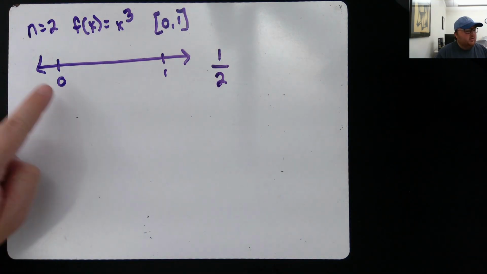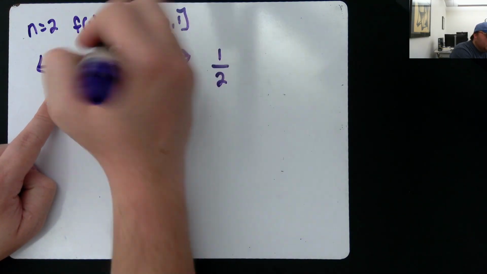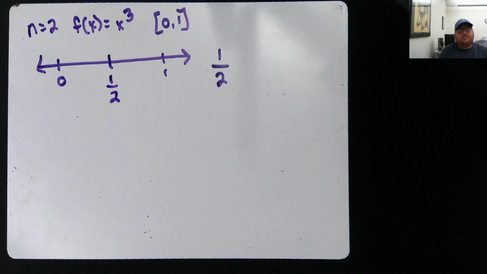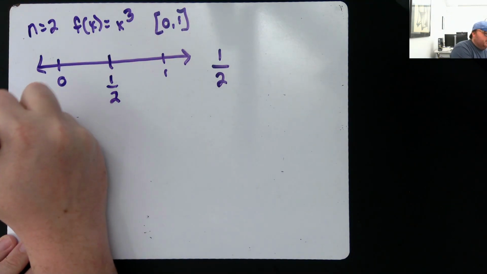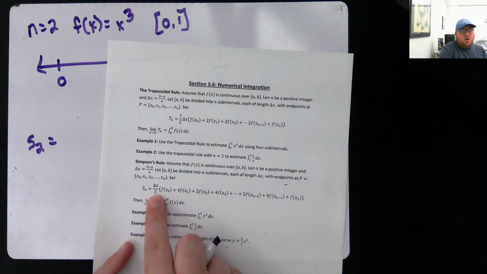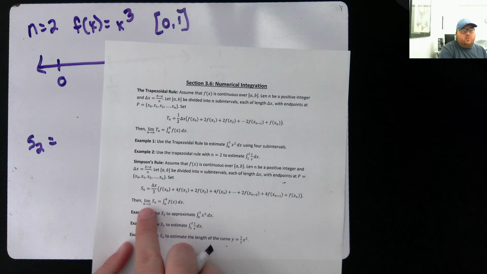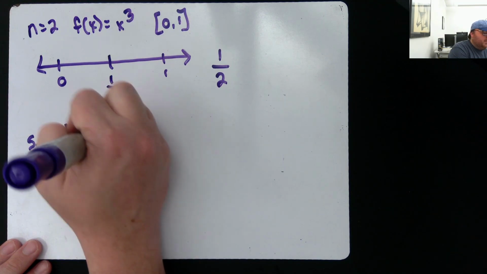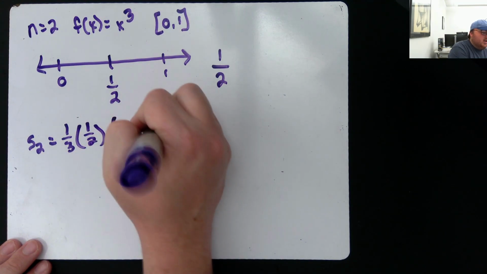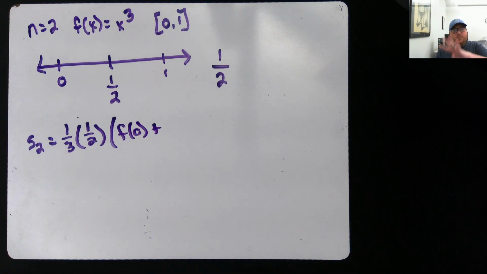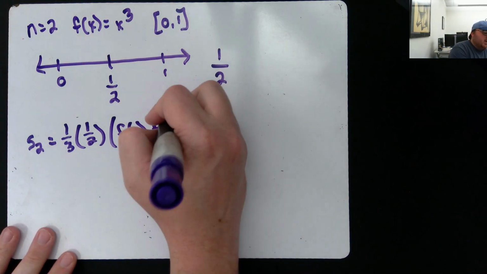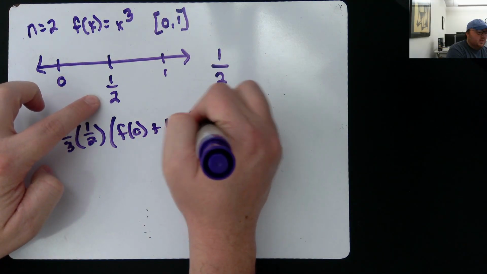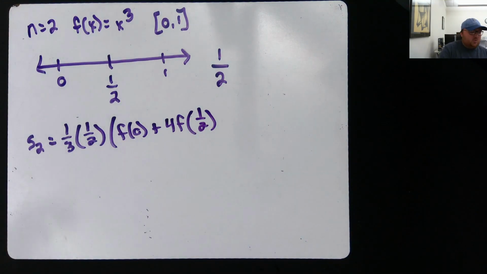So to find my next point, do 0 plus the 1/2 gives you 1/2. So for S2, remember it's going to be the delta x divided by 3, or like how I have it written here, I could have written it as 1/3 times the delta x. So 1/3 times my delta x, which we said was 1/2, times f of my first point, and then always start at 4. Remember it goes 4, 2, 4, 2, 4, 2. Always start at 4. f of my next point, but then all I have left is my last point, so it's just one of those.